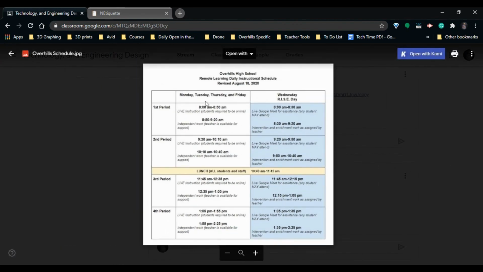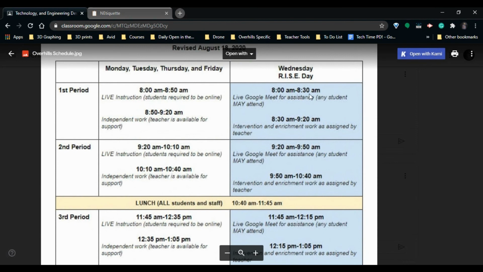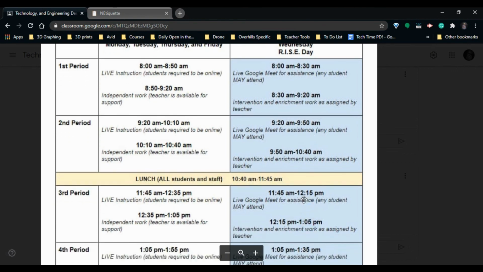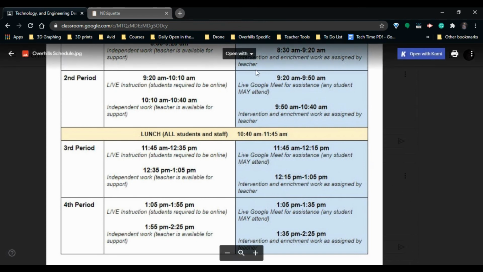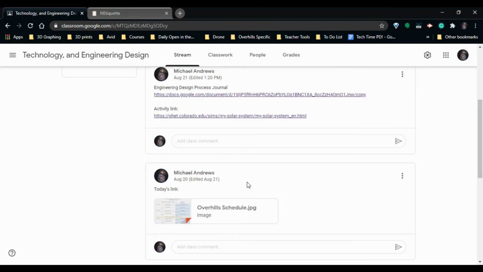This is for all days except for Wednesdays. On Wednesdays, instead of doing 50 minutes initially, we do only 30. And this is no live instruction. This is you log in for assistance. So this is help on homework, help on projects, any kind of extra things to help bring up your grade and so on. Wednesdays are going to be dedicated for that.